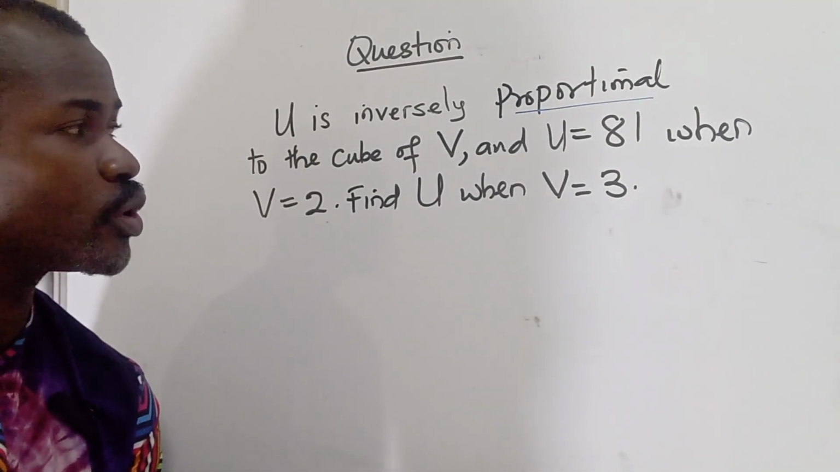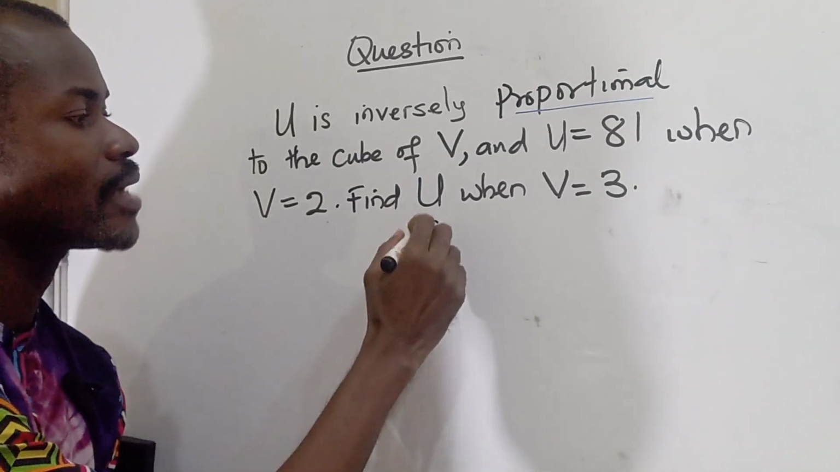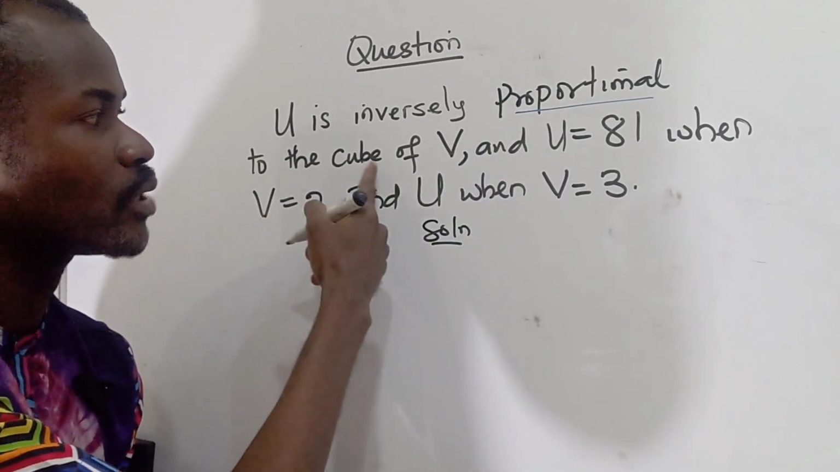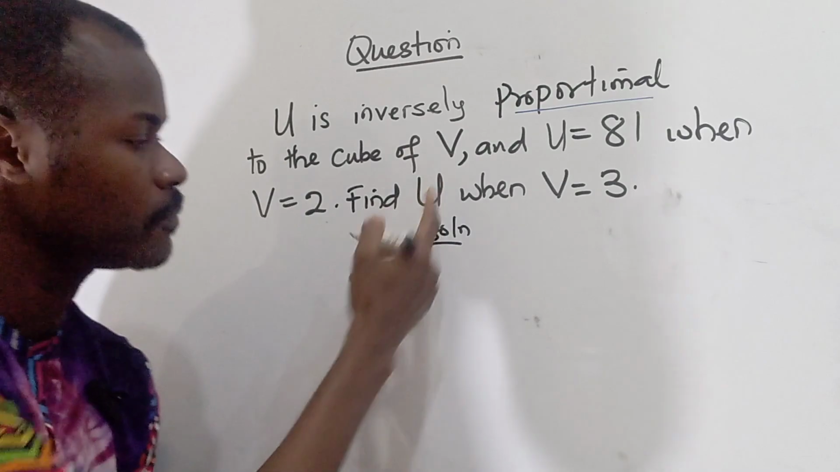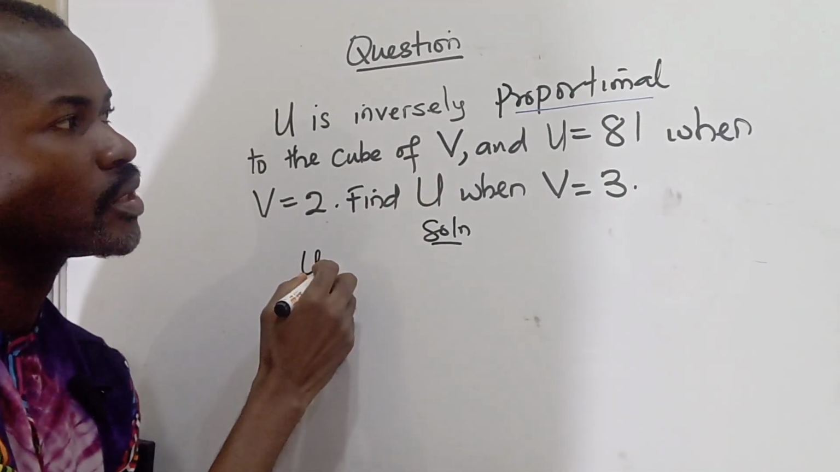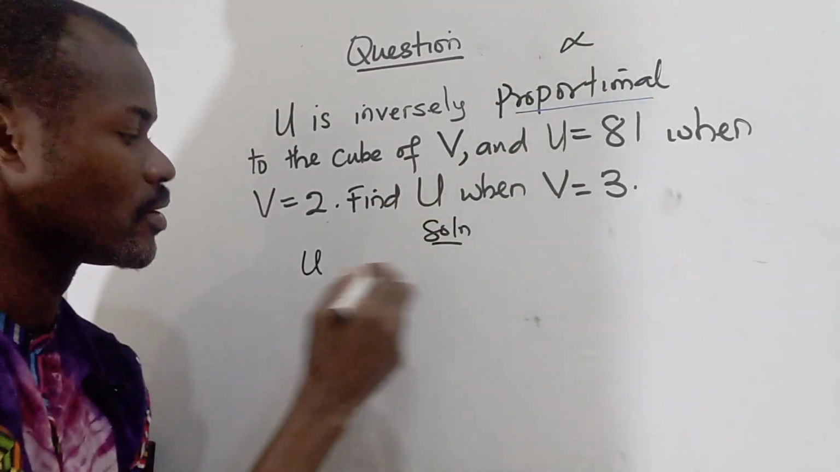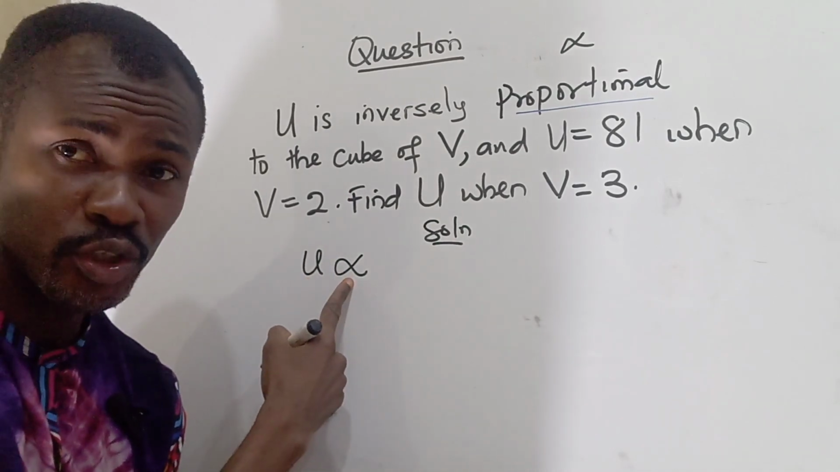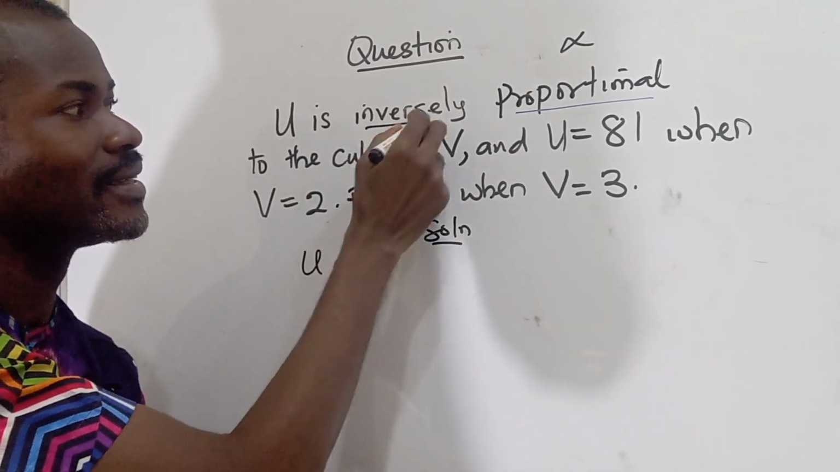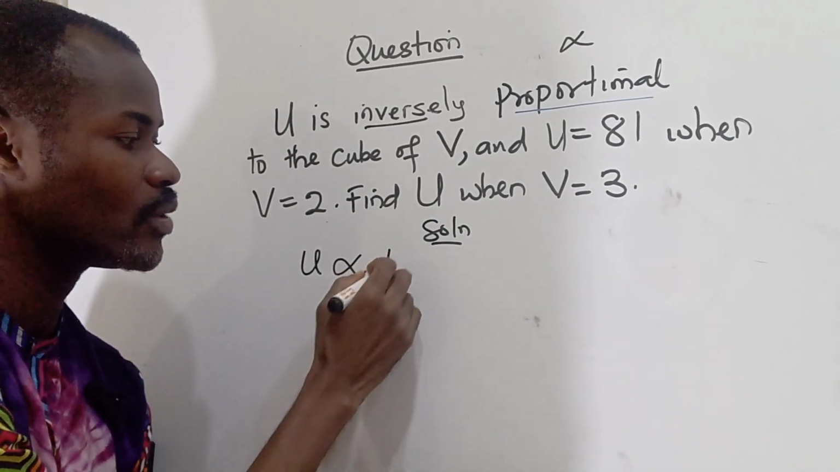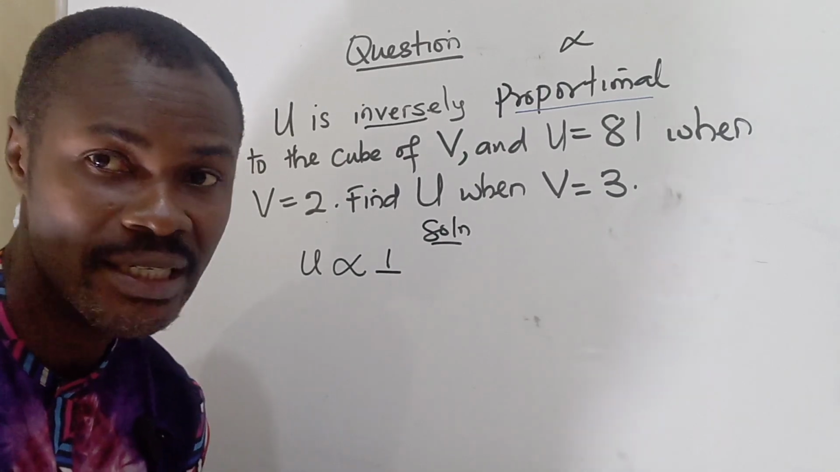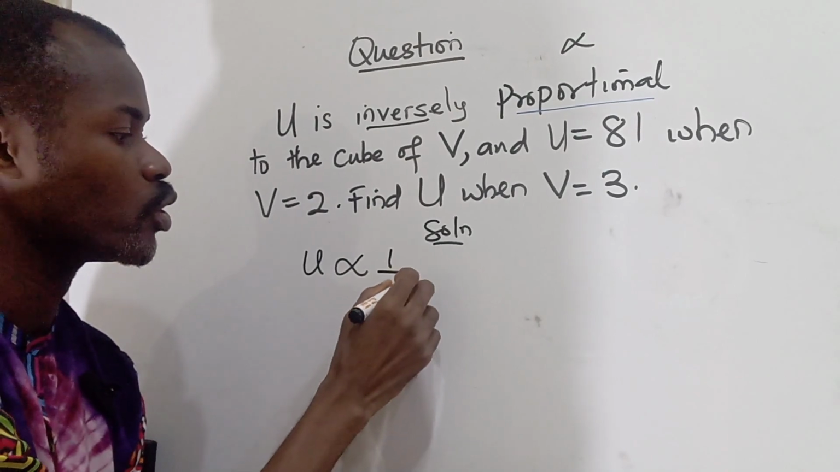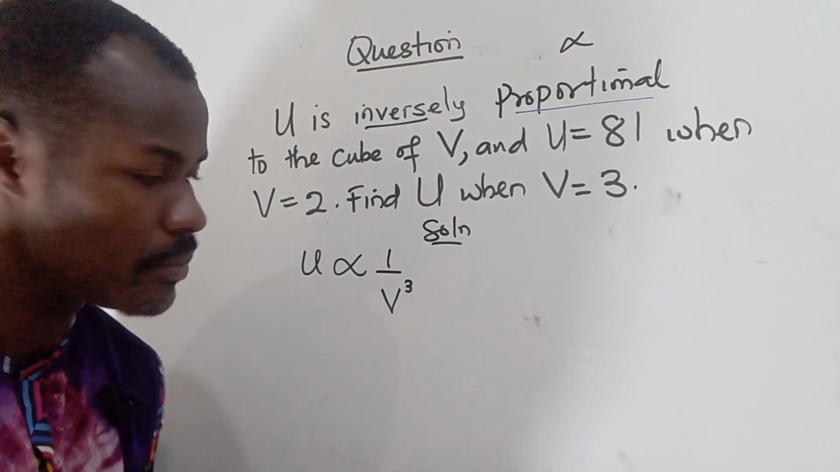So how do we solve this problem? The first thing you want to do is interpret the first line. Our solution: the first line says u is inversely proportional to the cube of v. The sign of proportionality is this, so u is proportional, but in this case, inversely. Whenever I come across the word inverse, I'm going to say 1 over. So proportional to the cube of v, so v cubed. This is our first step.